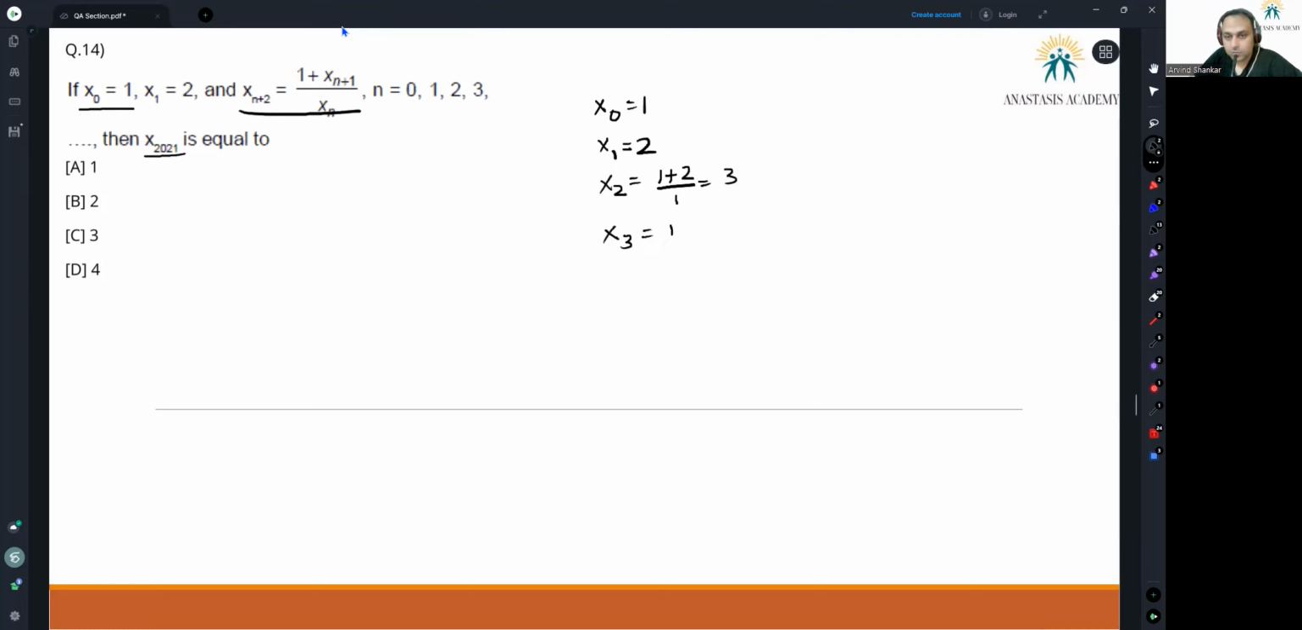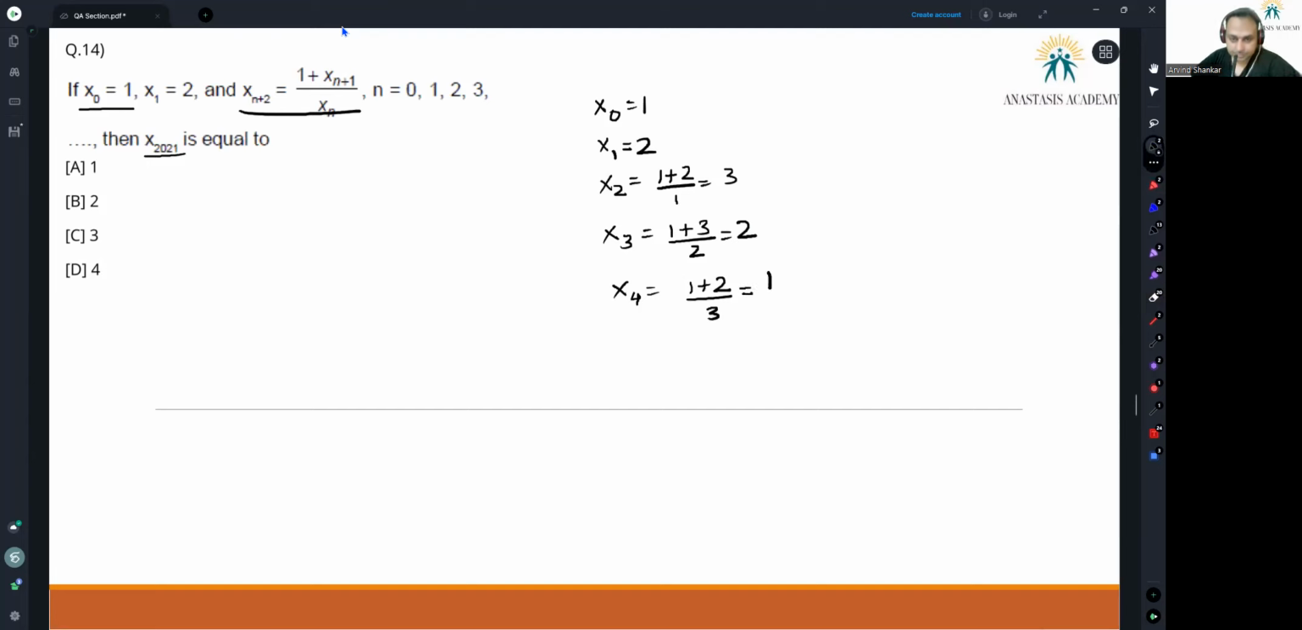X3 will be equal to 1 plus 3 by 2, which is equal to 2. X4 would be equal to 1 plus 2 by 3. Basically, what I'm doing is the number that I want to write here comes from here. The number that I want to write here comes from here, 2 back. So I'm slowly just noting down numbers so that I can identify a pattern.